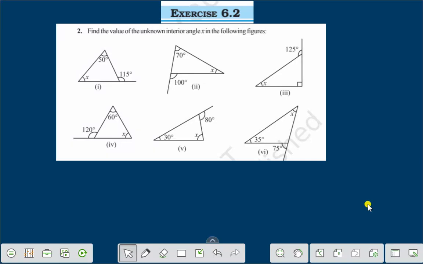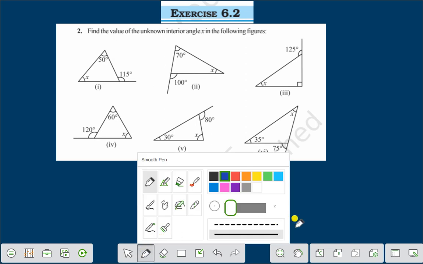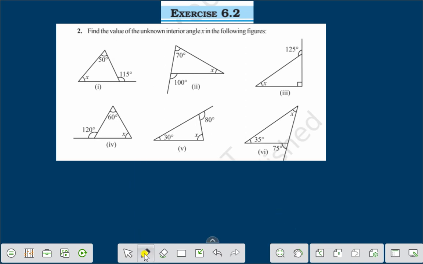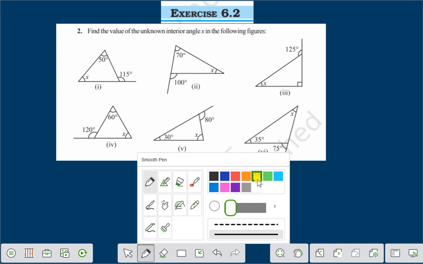Hello everyone. Today I shall discuss exercise 6.2 question number 2. Find the value of the unknown interior angle x in the following figures. Before that, we know the exterior angle property of a triangle, right?